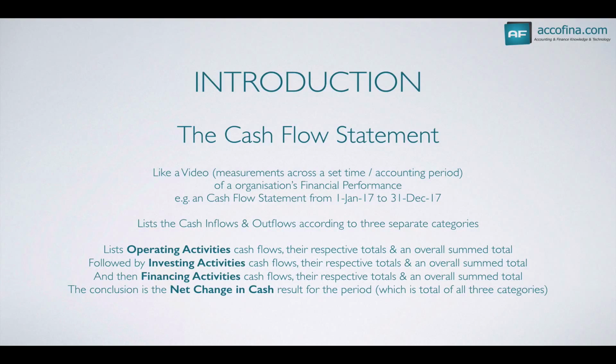It will list operating activity cash flows, their respective totals and an overall sum total. And then it'll have investing activities cash flows, their respective totals and an overall sum total. And then finally, the financing activity cash flows, their respective totals and an overall sum total. So there are those three main categories within the cash flow statement: the operating activities, the investing activities, and the financing activities. And all cash flows are broken into one of those three categories. And the overall conclusion is a net change in cash result for the period, which is simply a sum of all the three previous categories.